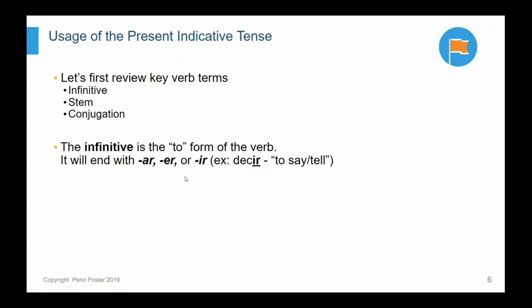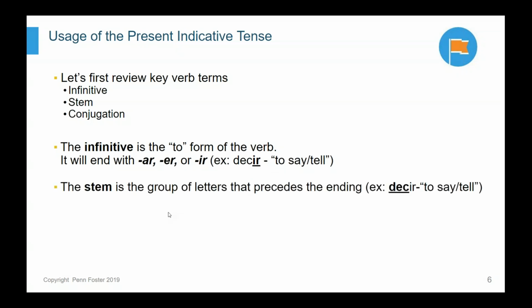You must include the to as part of the translation of an infinitive. The stem is the group of letters that precedes the ending. So in that same example with decir, DEC would be your stem.